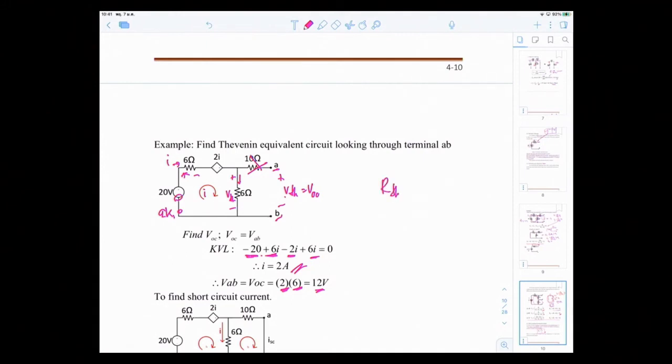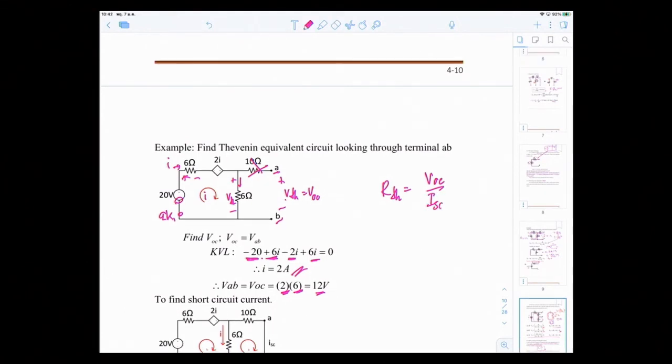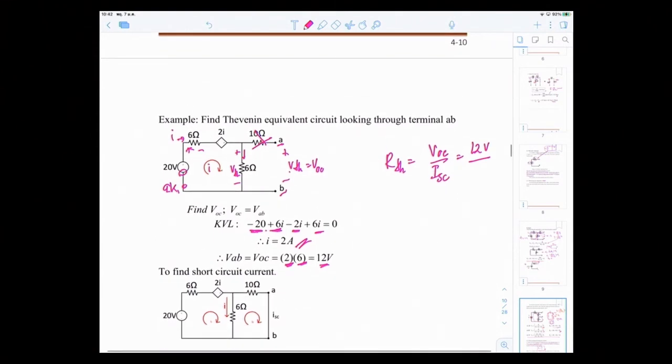We want to find RTH equal to VOC over ISC. VOC we got now is 12 volt because it's open circuit, but now we have to find ISC, the short circuit current. It means that you have the open terminal AB, and now you short it, putting a wire between point A and point B, and your current ISC is the current through where you shorted the terminal. So now you have this circuit.